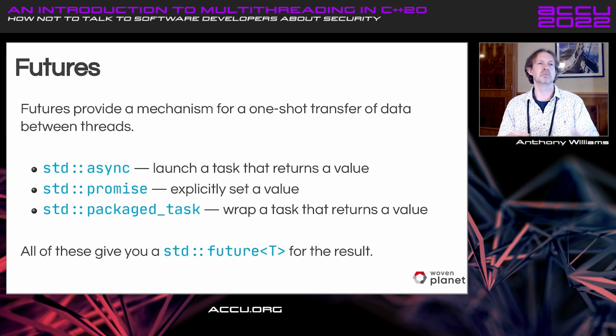Okay, so the second one is promise, where you're explicitly setting a value. You have a promise, and then from it you get a future, and you explicitly set a value, and then the value gets transferred to whoever's waiting for the future.